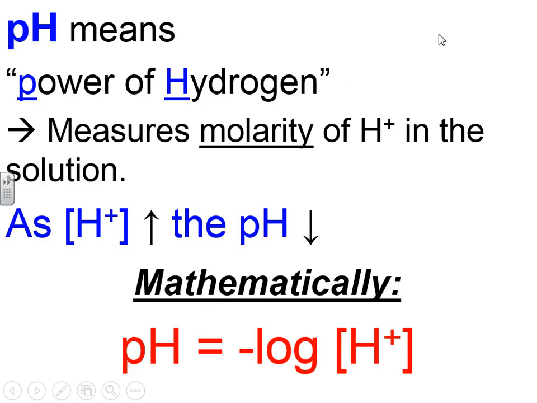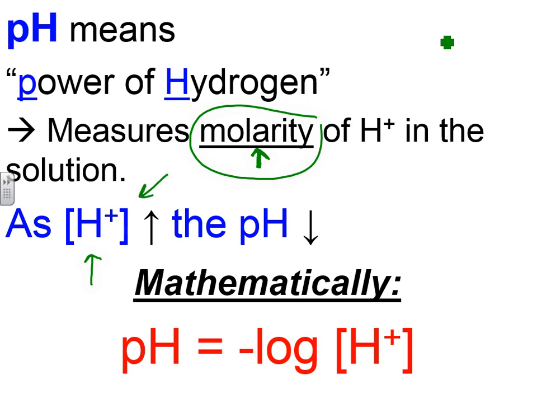So pH actually measures, you can think of it as the power of hydrogen. And it should be hydrogen ion, because it's the ionic hydrogen we're measuring. And it measures the molarity of the ion in solution. So we're actually going to be talking about molarity. We mentioned how important molarity is as the concentration unit. So as the concentration of hydrogen ion increases, the pH will decrease, because acidic substances which produce hydrogen ion have low pHs. Mathematically, here's what the equation looks like.